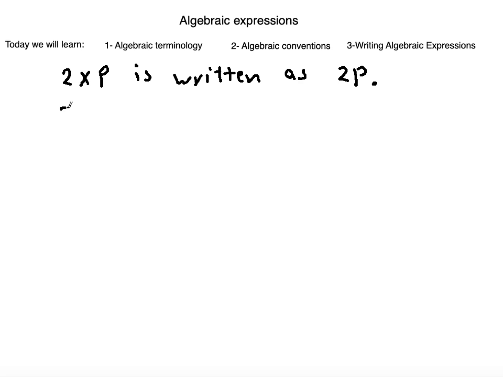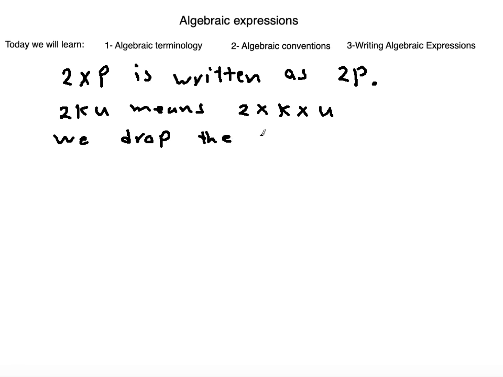For example, if you have 2ku, it means 2 times k times u. So between k and u also you have a times. So when you're writing a combination of numbers and letters like that, there is nothing in between, that means times. That's the first one. So the first one was we drop the multiplication sign.